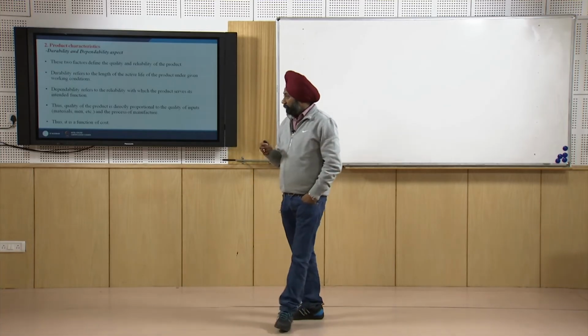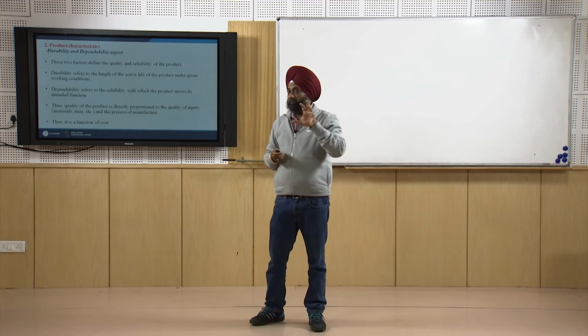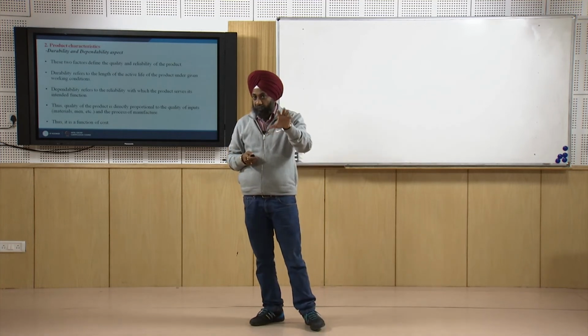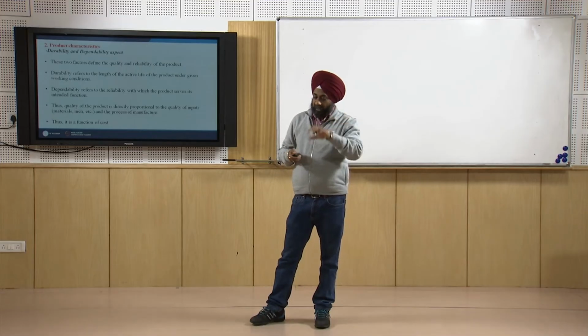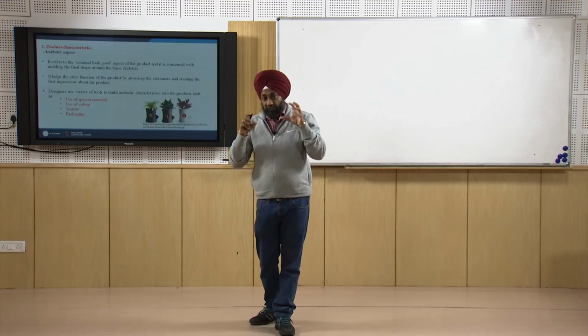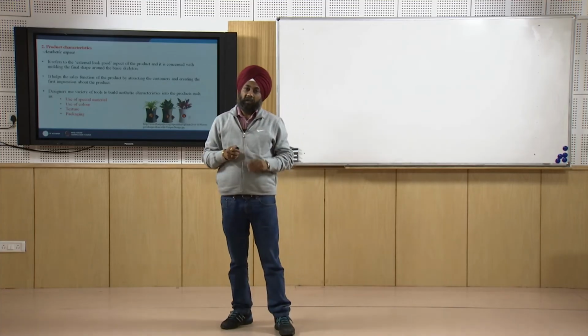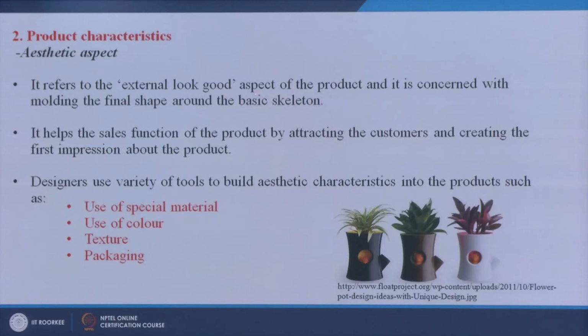So we have seen that first we have to address the functional scope of the product, then we have to ensure that it is easy to use, it is safe to use, and then we have to ensure that it is durable as well as dependable. And finally we have to see that aesthetically it is pleasing to the eye. Aesthetically refers to the external good look of the product, and it is concerned with molding and final shape around the basic skeleton.